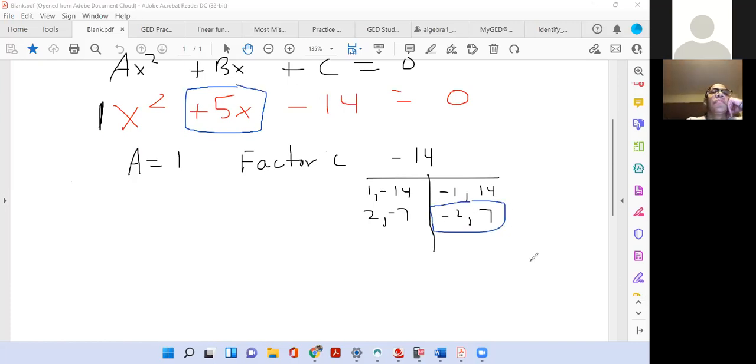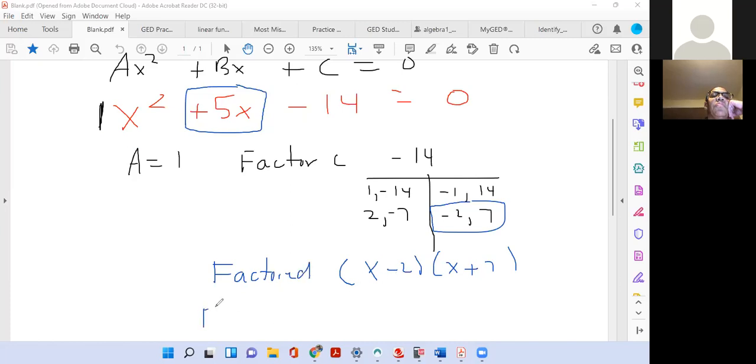B. 7 minus 2 is equal to 5. Once you find that pair, you just use those: x minus 2 and x plus 7. This is factored. To solve it, you find the zeros, and I go over this in the ebook too. The opposite of minus 2 is plus 2. The opposite of plus 7 is minus 7. Now, that's how you solve it by factoring.